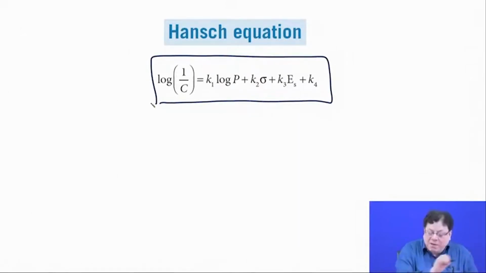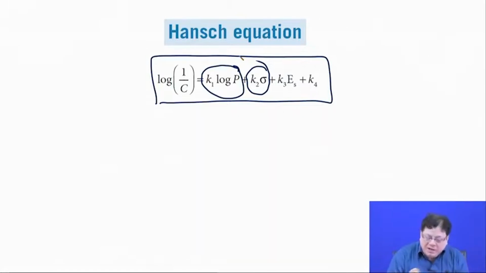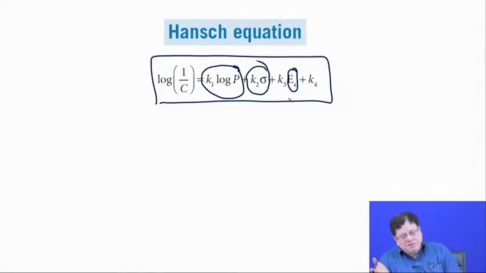Log 1 by C is the biological activity. So, that will be directly connected to log P, and there will be a constant in front of it. Then plus K2 into sigma, sigma is the electronic contribution to the biological activity, and then this is the steric contribution to the biological activity. The contribution maybe could be in the negative sense, it could be in the positive sense, okay, both, and finally a constant K4. So, this is what is called Hansch's equation.